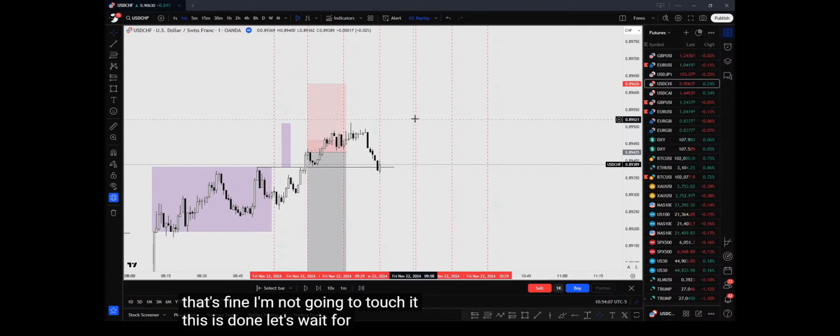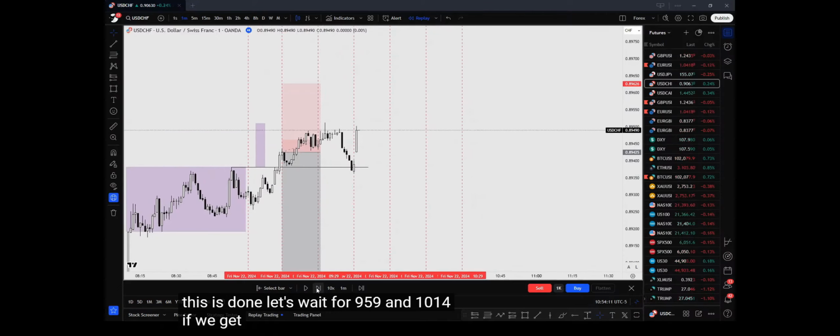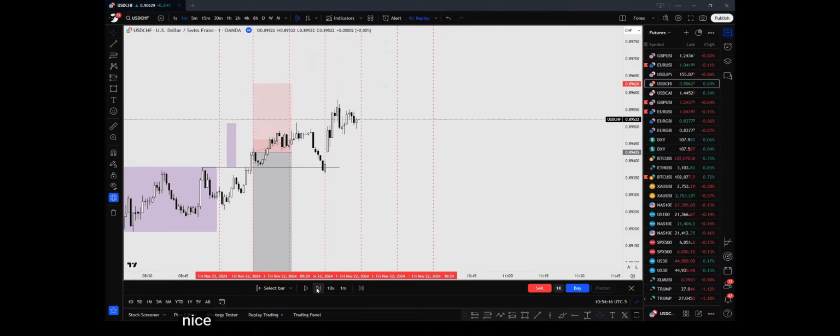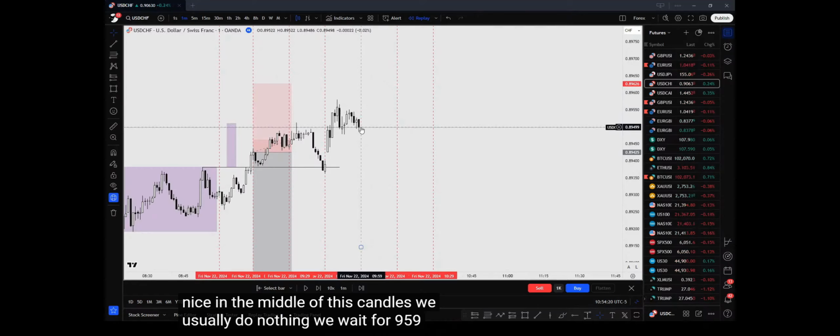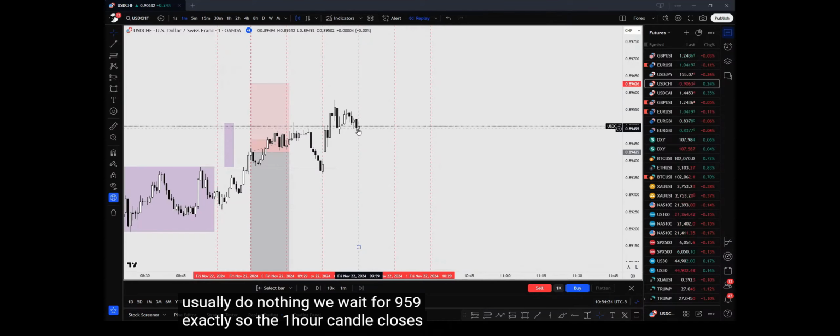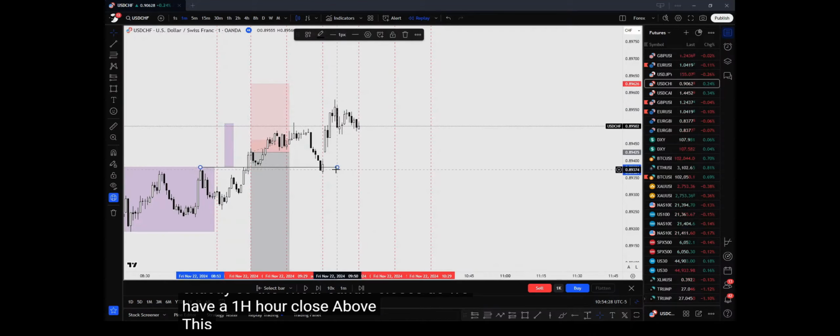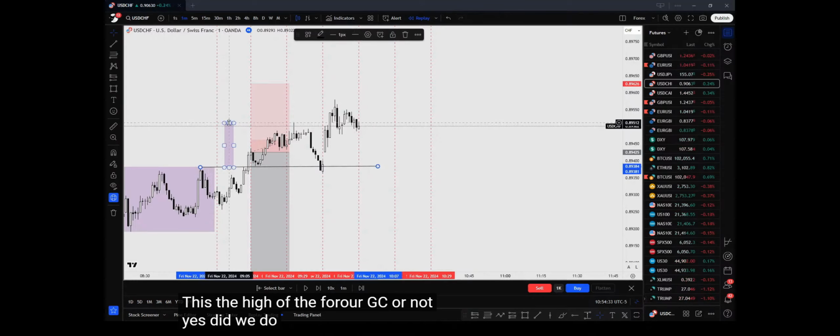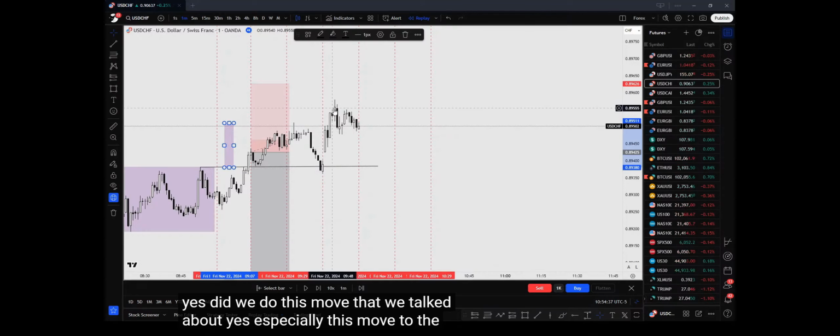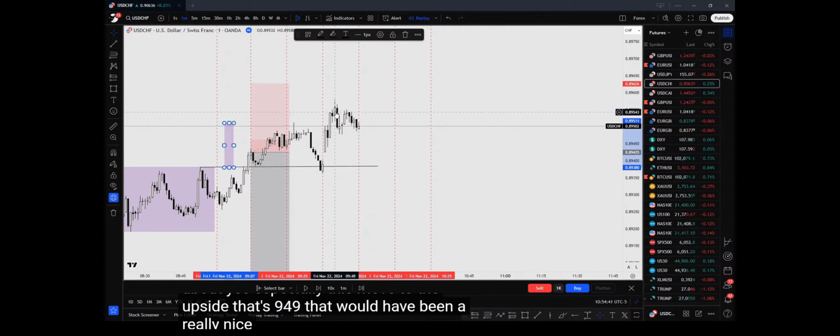This is done. Let's wait for 9.59 and 10.14 if we get it. Okay, nice. In the middle of these candles, we usually do nothing. We wait for 9.59 exactly. So the 1-hour candle closes. Do we have a 1-hour close above this, the high of the 4-hour GC or not? Yes. Did we do this move that we talked about? Yes. Especially this move to the upside. That's 9.49.